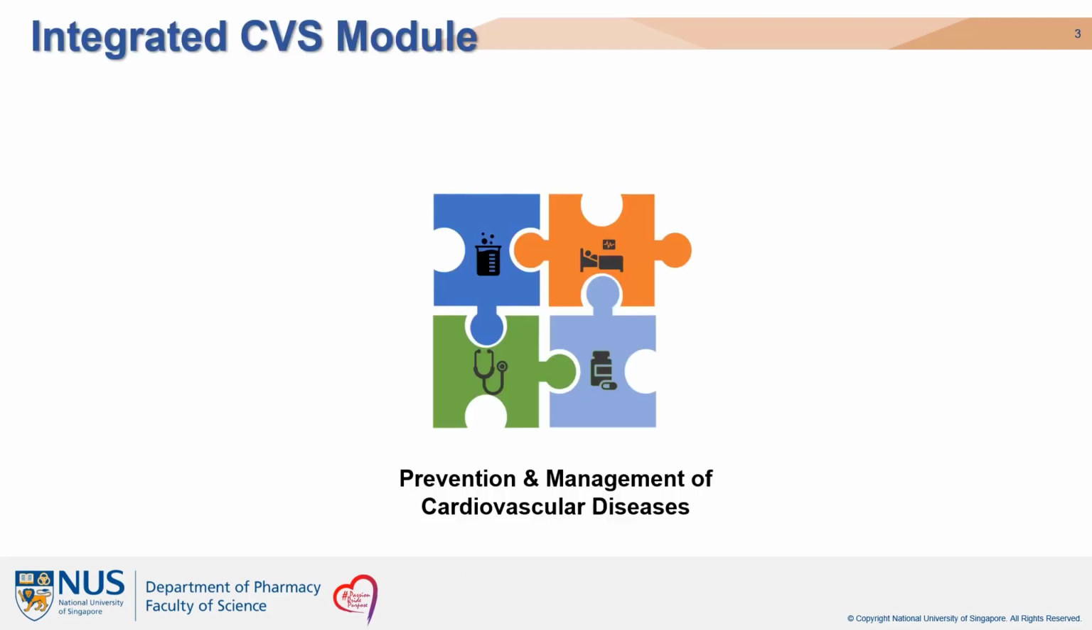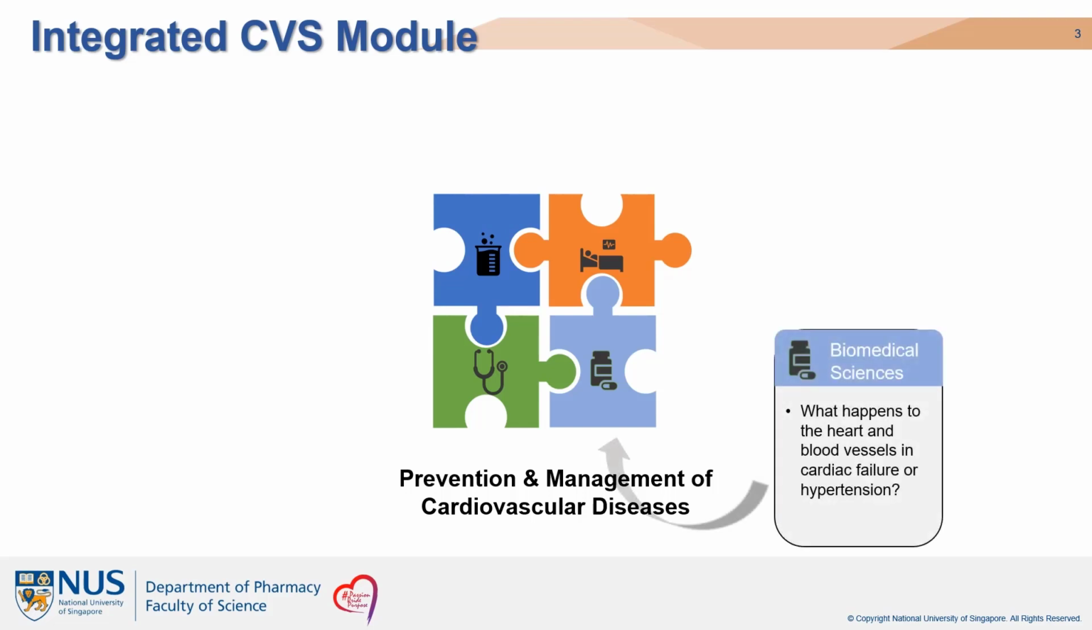I'm sure you've heard all about the integration of the sciences within a disease model. Let us examine a little bit more how all these are integrated for you in the setting of the CVS module in the prevention and management of cardiovascular diseases. Let's set the stage with biomedical sciences. In this setting, they will come in and talk with you about what happens to the heart and blood vessels in cardiac failure or hypertension.